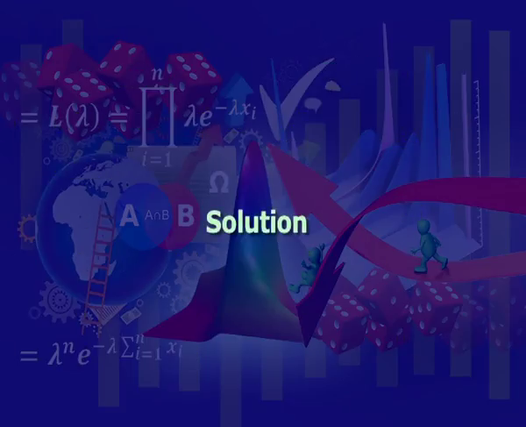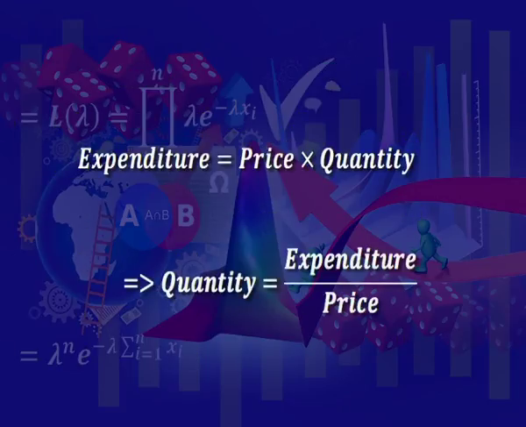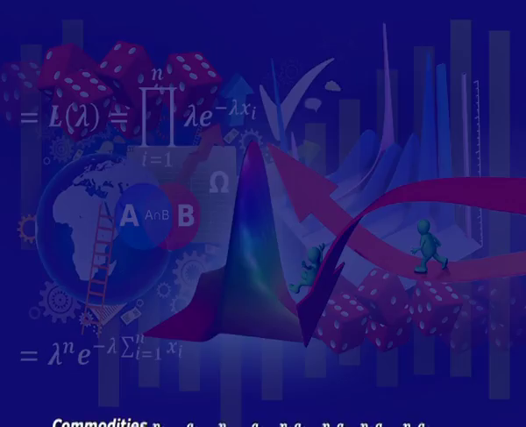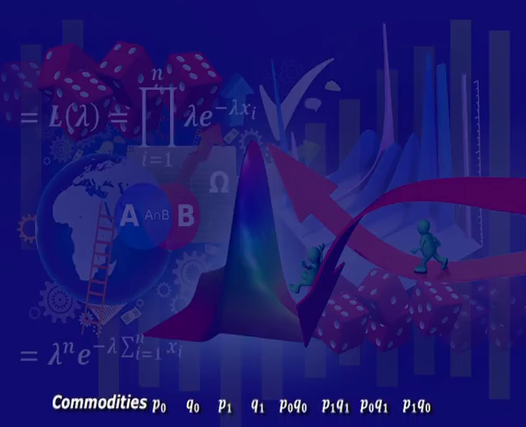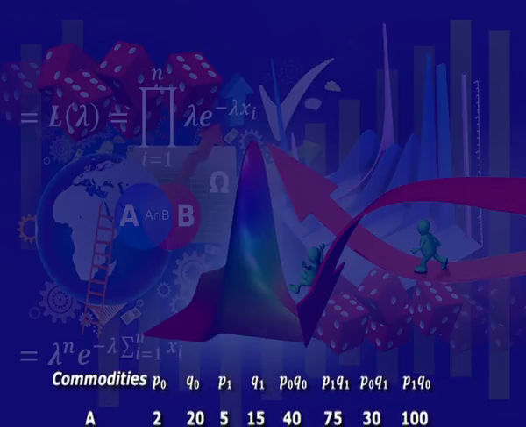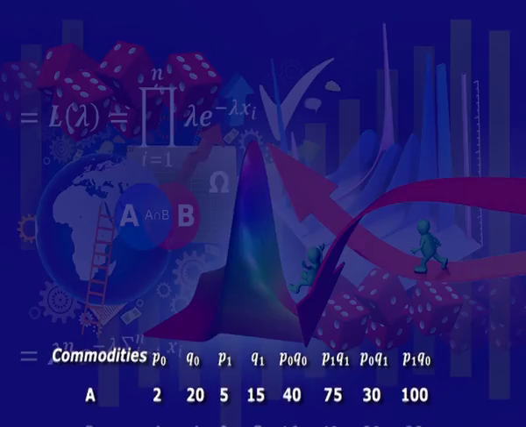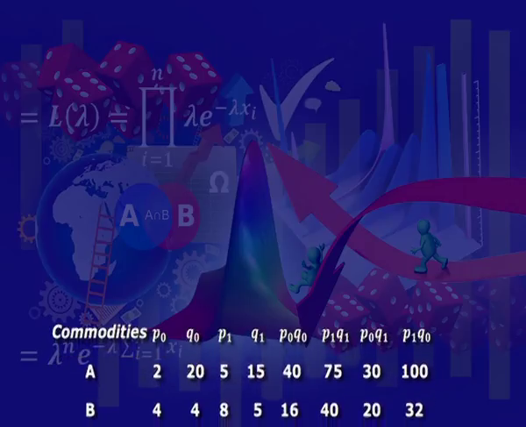Let us see the solution for the problem. Here we define expenditure equal to price into quantity, and therefore, the quantity equals expenditure divided by price. Using this formula, from the given expenditure and price, we can calculate the quantity for base year and current year. It is demonstrated in this slide.